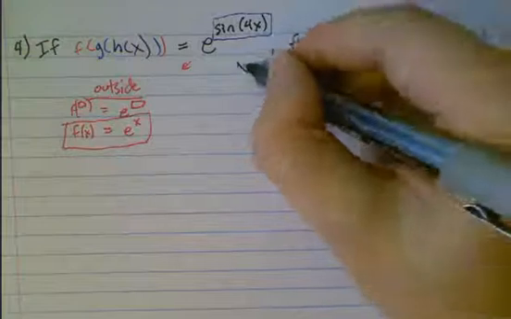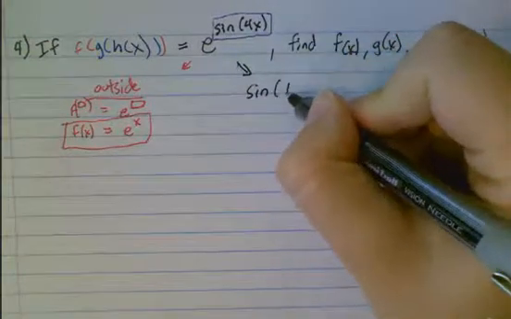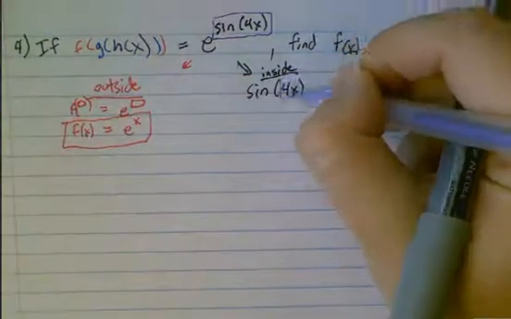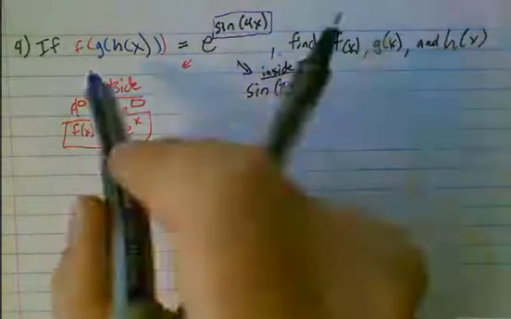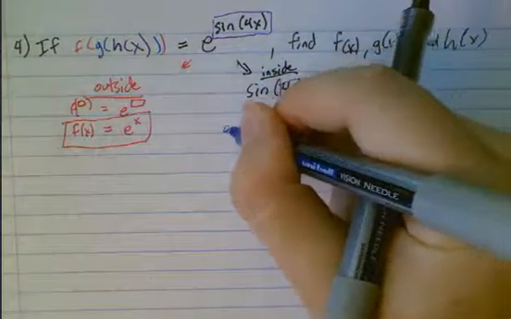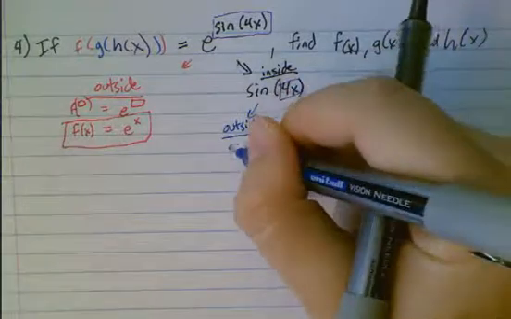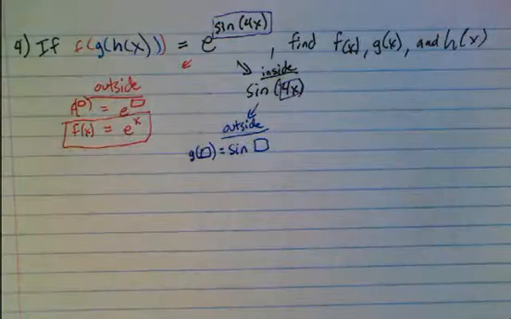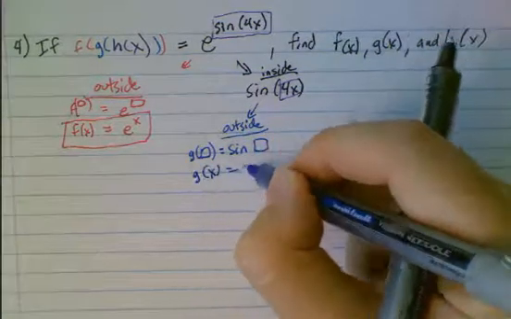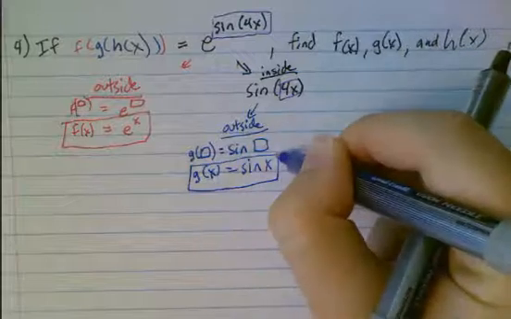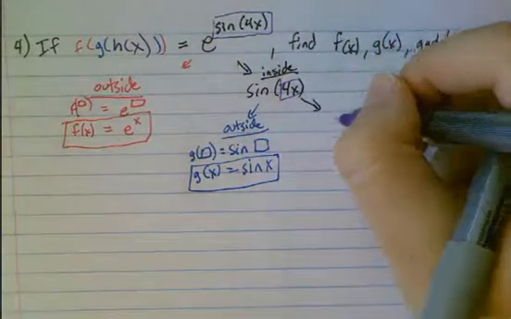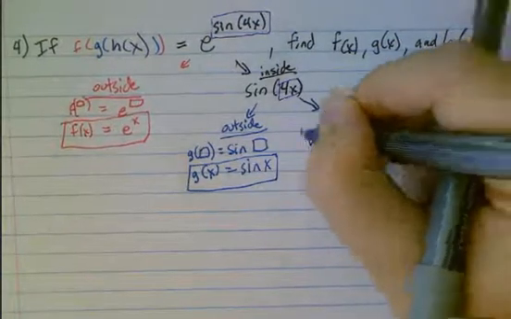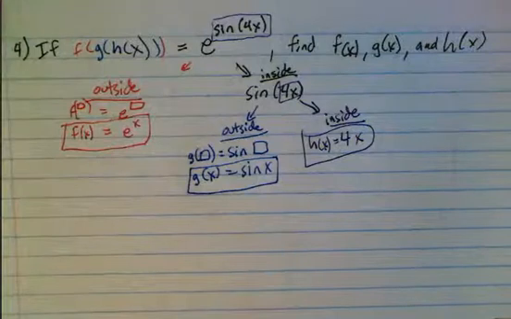Now, inside we've got a sine of 4x. Again, there's a box function. Our next layer is blue, it's g of x. So we've got a sine box. That means g of box equals sine of box, or g of x equals sine of x. And then finally, inside that last box, we've got a 4x, so h of x equals 4x. And there we have identified the 3.